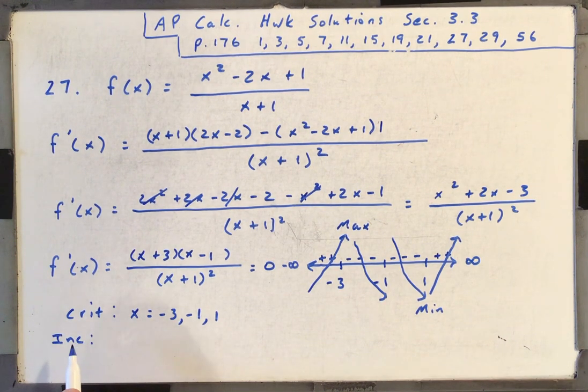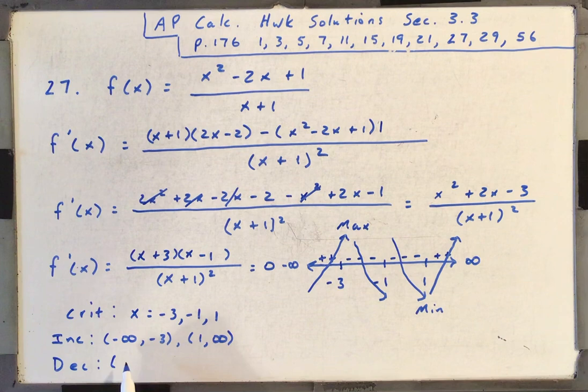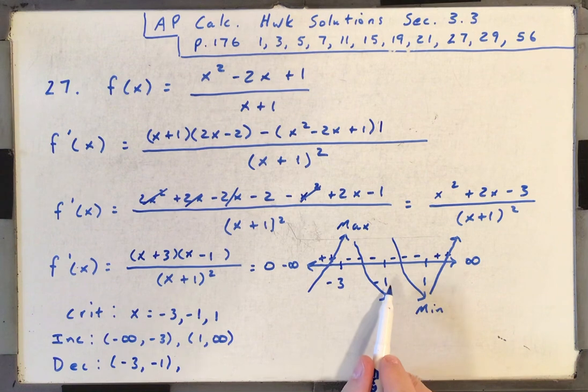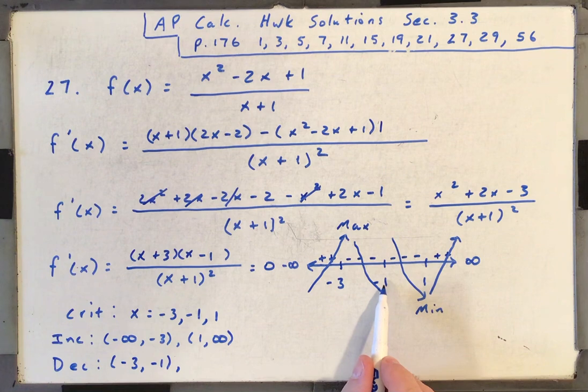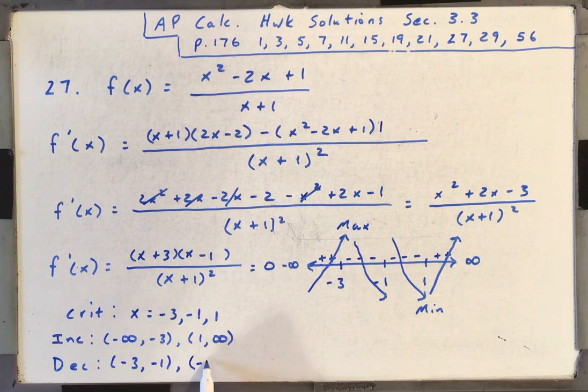Increasing from negative infinity to negative 3. And also from 1 to infinity. We are decreasing from negative 3 to negative 1. Now don't go negative 3 to 1 because it's not decreasing at negative 1, because there's an asymptote there. All right, and then from negative 1 to 1, it's decreasing.